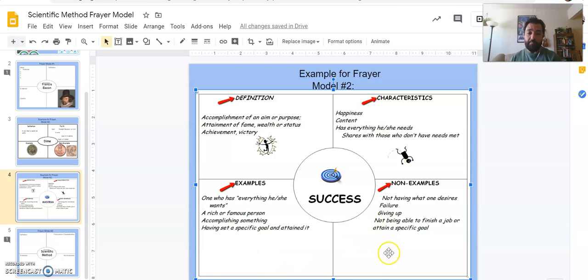Okay. A non-example would be pretty much the opposite of that, right? Not having what one desires, failure, giving up, not being able to finish a job or attain a specific goal. So you could describe it the way it does here, or you could provide a specific example, such as the basketball team lost their game in the fourth quarter, right? That would be a non-example of success, meaning it's the opposite of success.